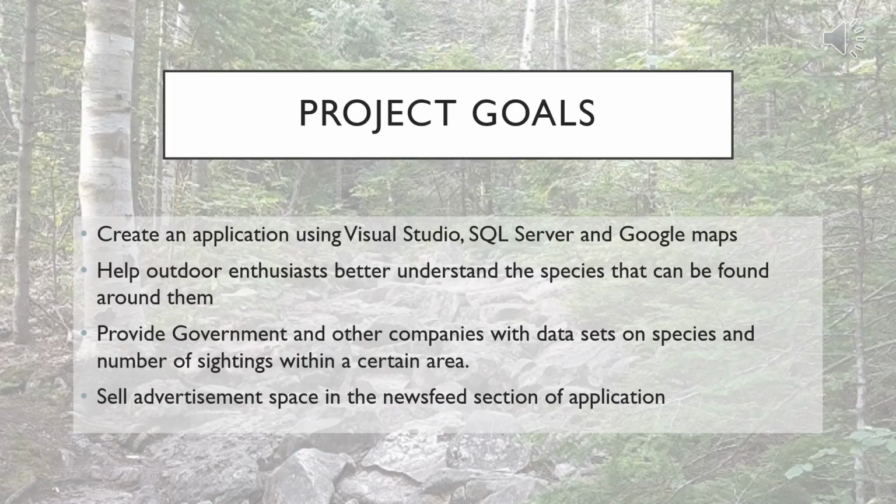We have four main project goals for the Critter Submitter application. The first goal is to create an application using Visual Studio, SQL Server, and Google Maps. Our second goal is to help outdoor enthusiasts better understand the types of species and location of these species in the areas they are looking to explore. We also want to be able to provide researchers and interested companies with a database of common species in certain areas. Our last goal is we want to be able to sell ad space to products and companies related to animals and outdoor recreation, which will be displayed in the newsfeed section of our application.